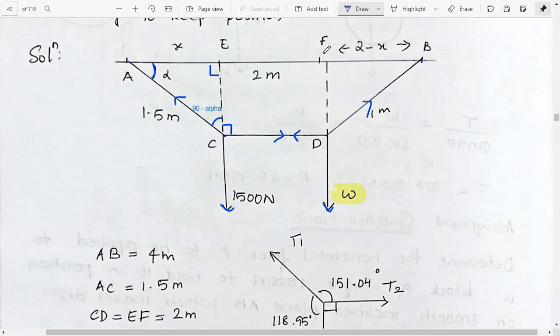So we know that AB is equal to 4 meter, AC is equal to 1.5 meter, EF and CD are equal to 2 meters, DB is equal to 1 meter, and AE is equal to x, FB is equal to 2 minus x. We know that this triangle AEC is a right angle triangle. Let us consider this to be y. Then x square plus y square will be equal to 1.5 squared.